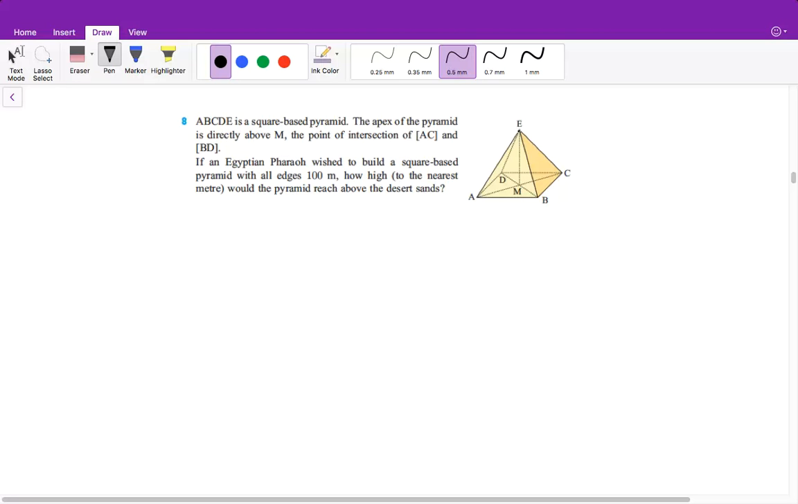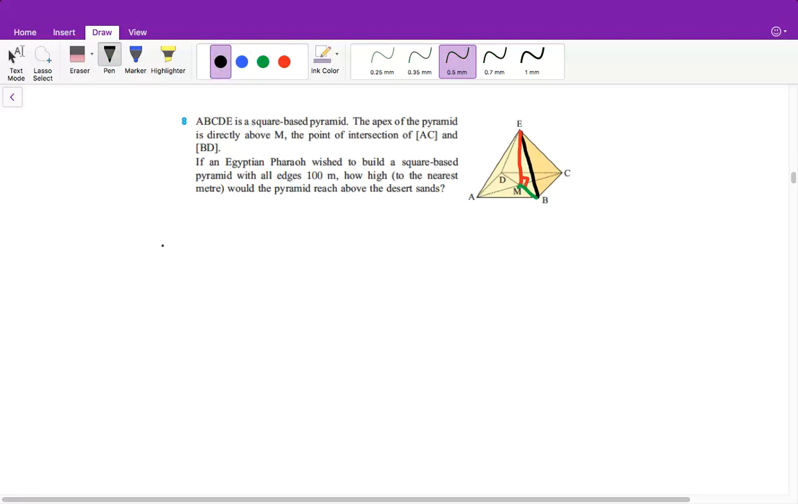So the first way is we have this right triangle in which we know that this black line is 100 because it tells us that all edges are 100 meters. So that means every single edge that we have is 100. So we know that that's 100. We're trying to solve for the distance from the top of that pyramid to the middle of our base, which is going to form a right angle. But we need to get this green distance.